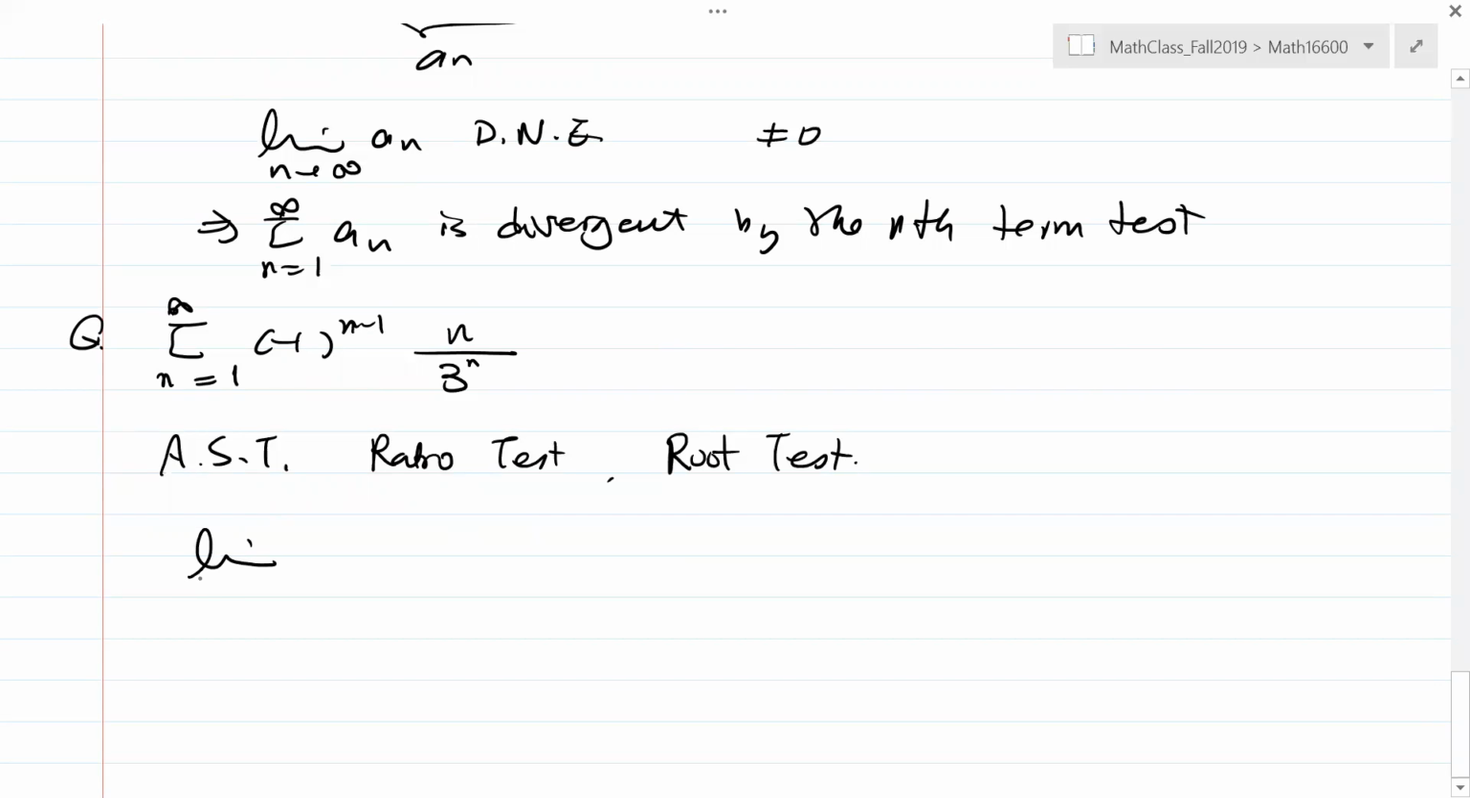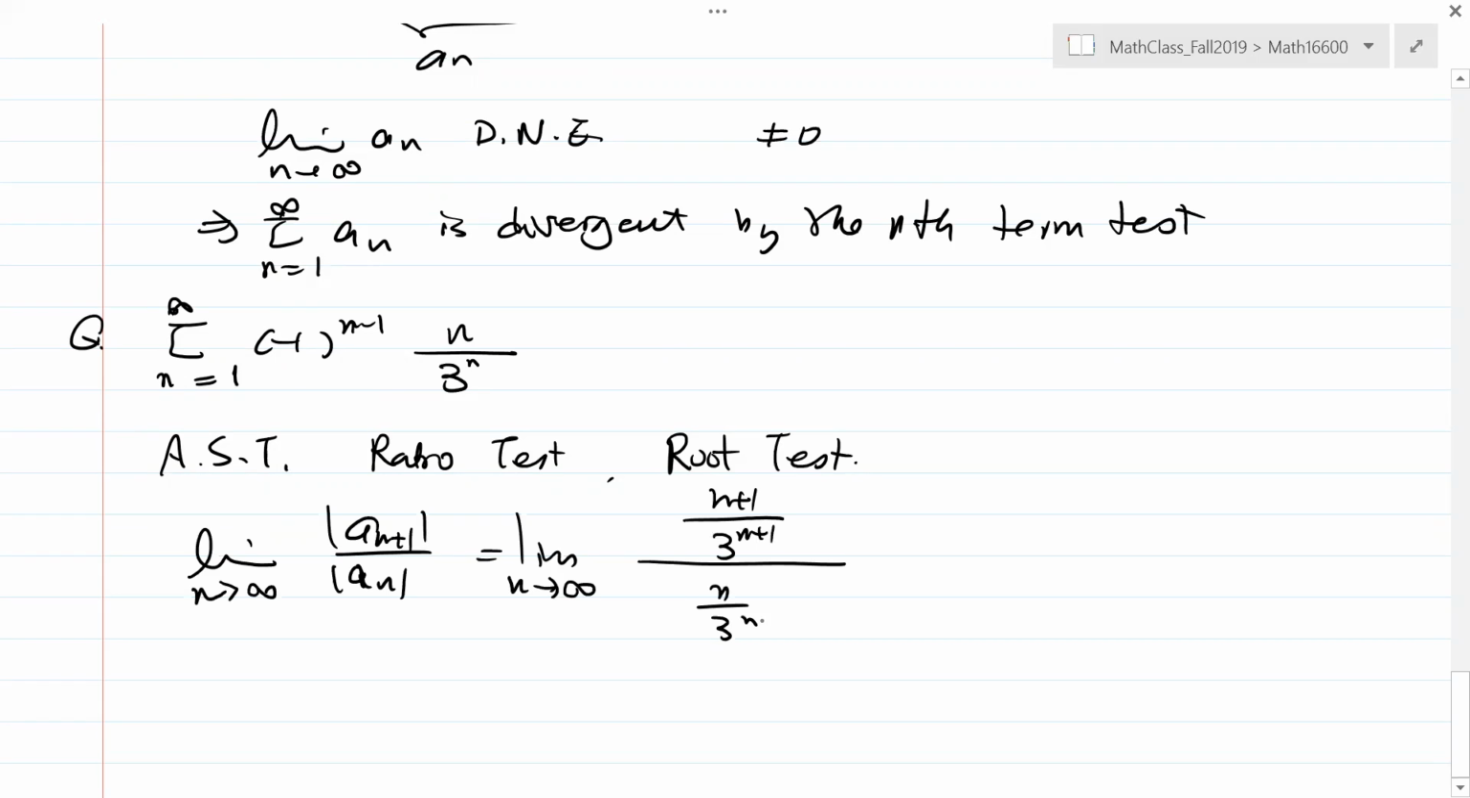So let's use the ratio test. It doesn't matter in this case. Put the absolute value symbol here, so don't forget the negative sign. Then here is n plus 1, 3 to the n plus 1, over n over 3 to the n. Then you simplify, you will get 1 over 3 times n plus 1 over n. So the limit is 1/3, which is less than 1.